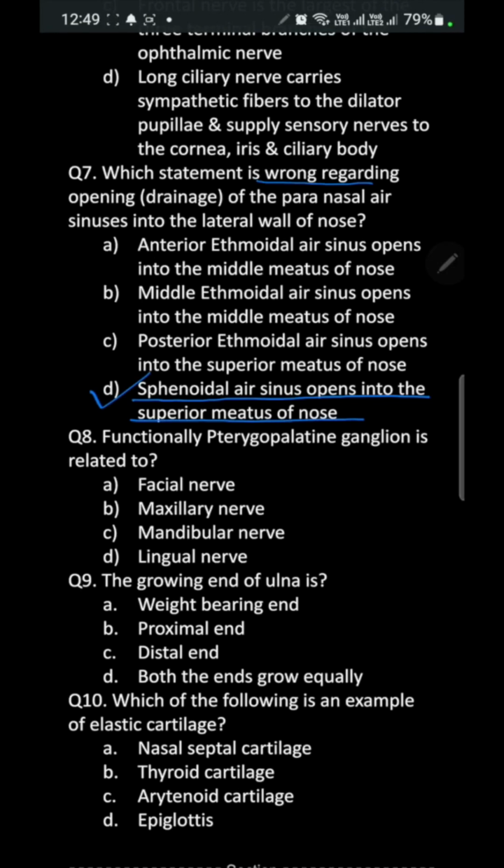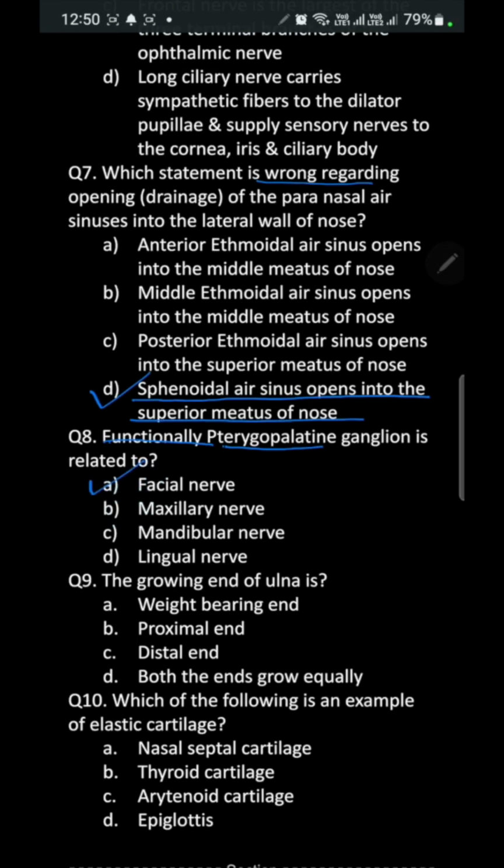MCQ number 8. Functionally, the pterygopalatine ganglion is related to. They've asked this functionally. Facial nerve, maxillary nerve, mandibular nerve, lingual nerve. So one thing you should know that structurally, like anatomically, when you see with your eyes, you find that this pterygopalatine ganglion is suspended by its two roots from the maxillary nerve in the pterygopalatine fossa. But functionally, when they're asking, it means the fibers which are relaying there, because it's a parasympathetic fiber, right? So the preganglionic fibers will synapse with the postganglionic fibers, right? So those fibers are actually coming from the facial nerve.